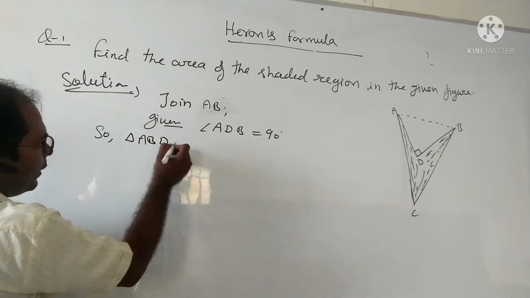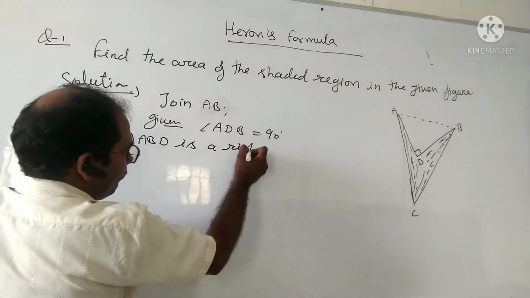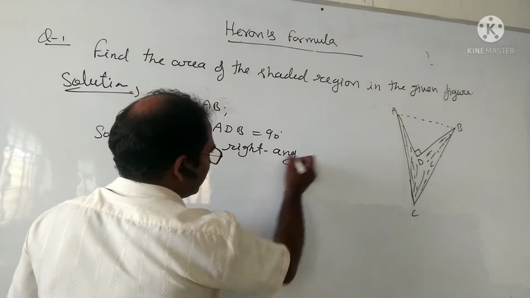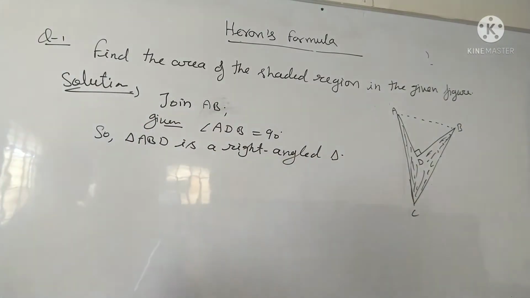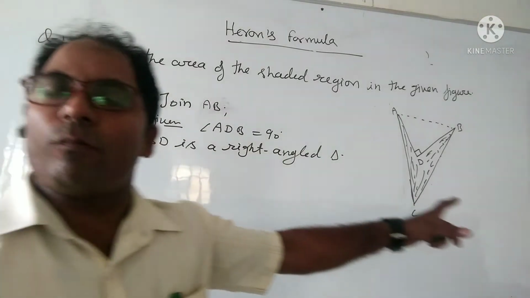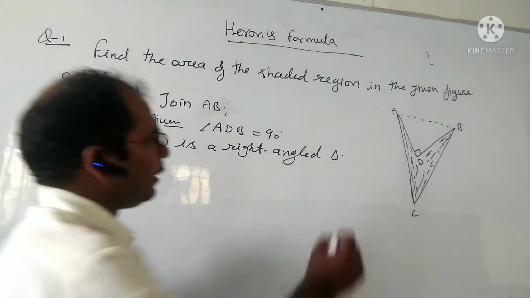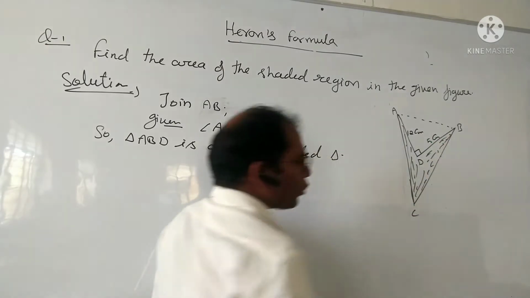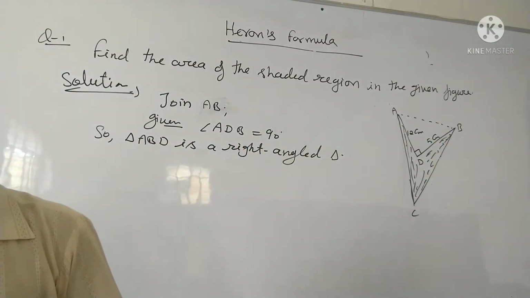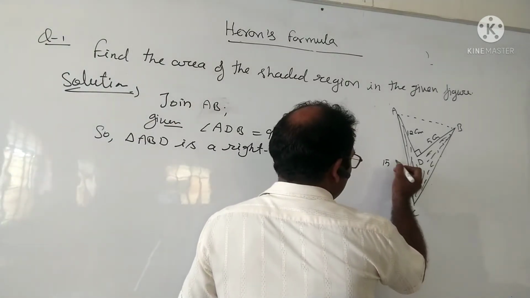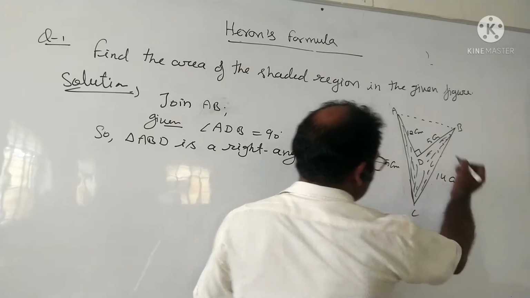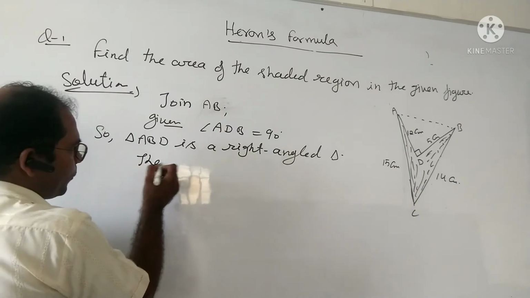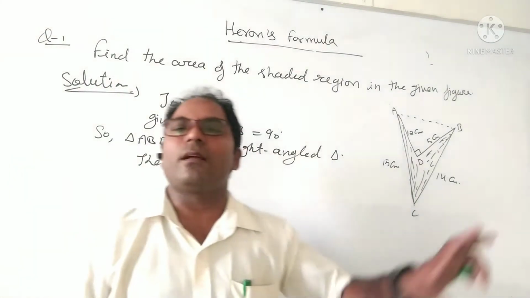Okay, now in this triangle, sides are given. AD is 12 centimeter, BD is 5 centimeter, and AC is 15 centimeter and BC is 14 centimeter. So ABD is a right angle triangle. Then how can we find the area of the shaded part?